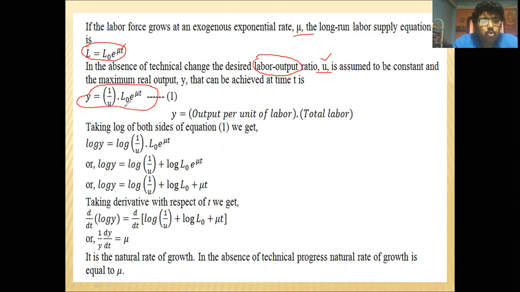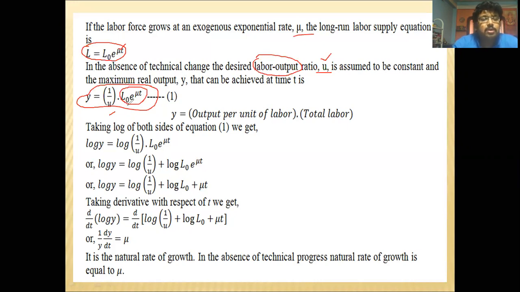In equation 1, Y, that is the real output, is equal to 1 by U. What is the 1 by U? 1 by U is nothing but the output per unit of labor, multiplied by the total labor force. So this is the total real output.